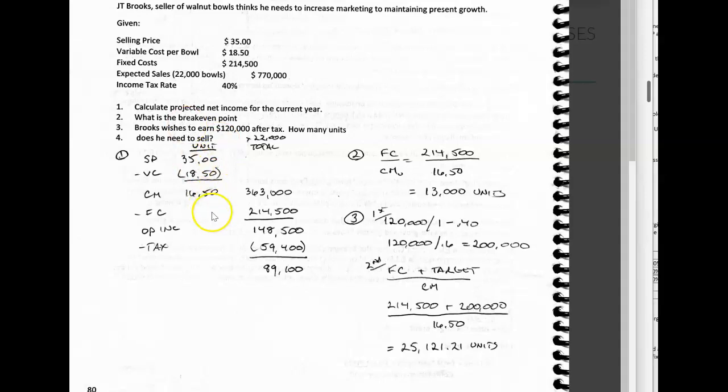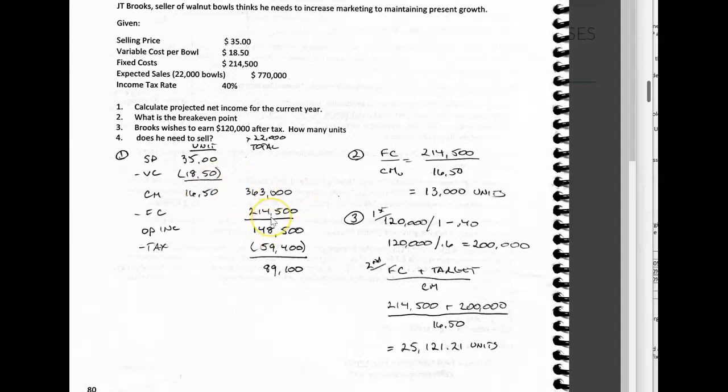Notice how a lot of your success in CVP is going to be based on being organized and knowing how to set up a problem. Up here it's mixed up between costs per unit and costs in total. You can multiply these out into the 22,000 bowls, or sometimes I think it's easier to just use your unit costs. Here's my selling price of $35 minus variable cost of $18.50, which gives us a contribution margin of $16.50. So $16.50 times 22,000 is $363,000.